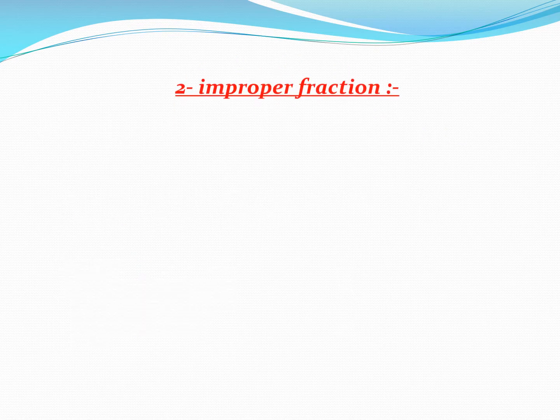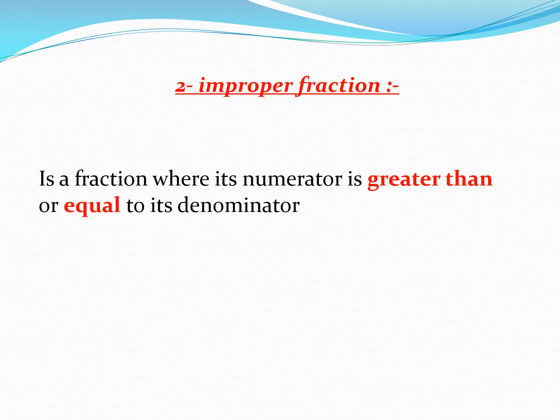The second kind is the improper fraction. An improper fraction is a fraction where its numerator is greater than or equal to its denominator, like this fraction. We have 7 in the numerator and 3 in the denominator. So the numerator 7 is greater than 3, its denominator, so it's improper.